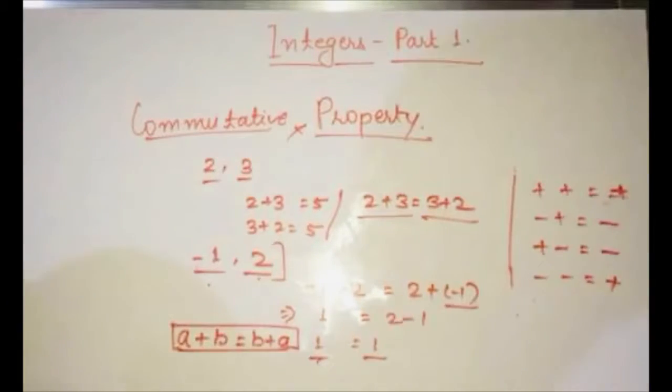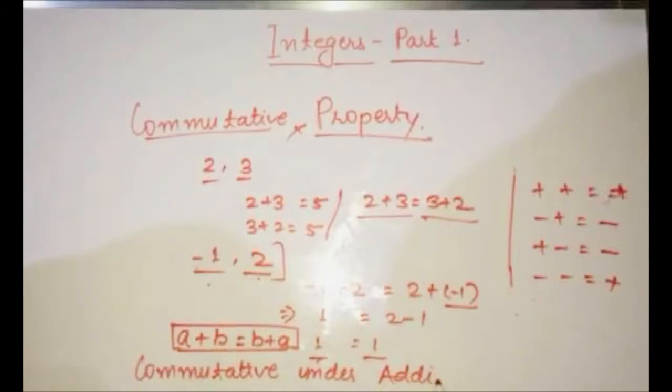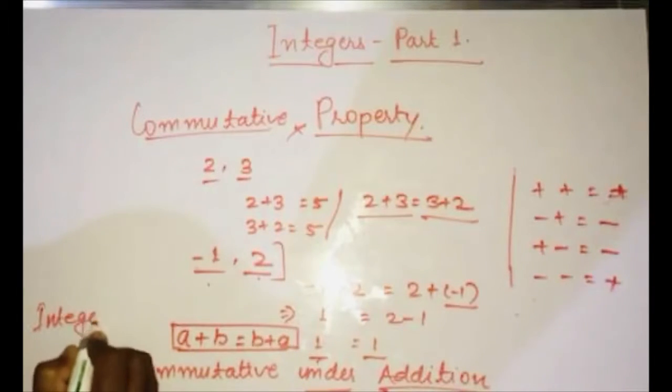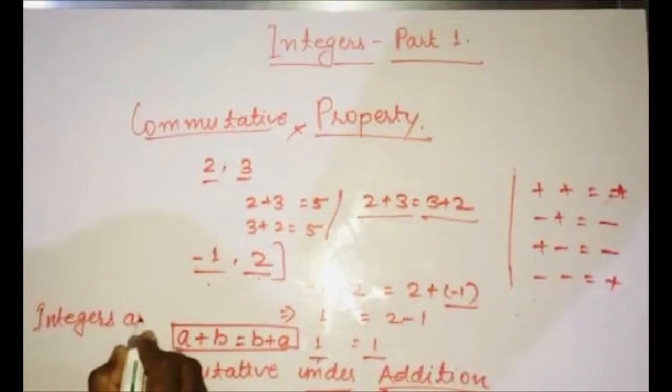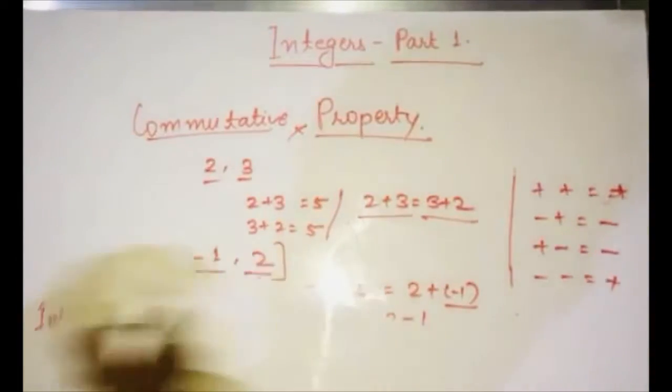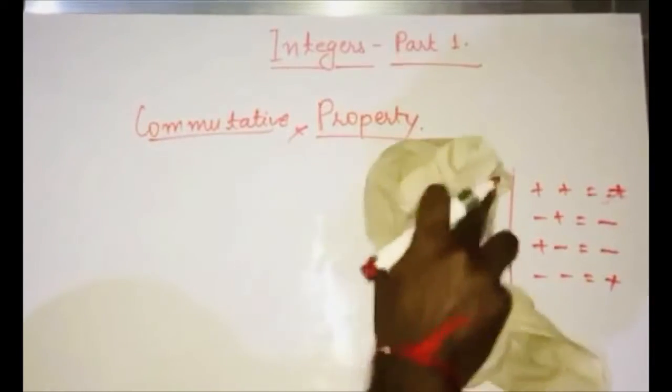So this one was commutative under addition. With this you can say that integers are commutative under addition. You can write these words here as well: integers are commutative under addition. Now you'll see the same thing: whether integers are commutative under subtraction or not.